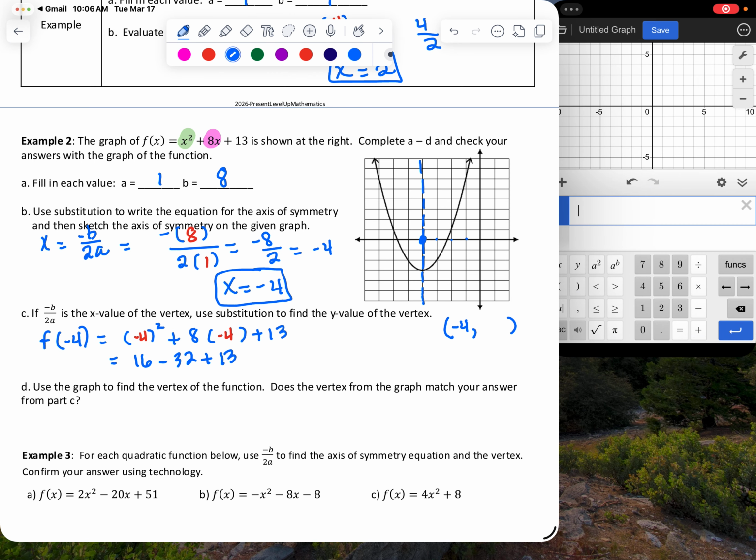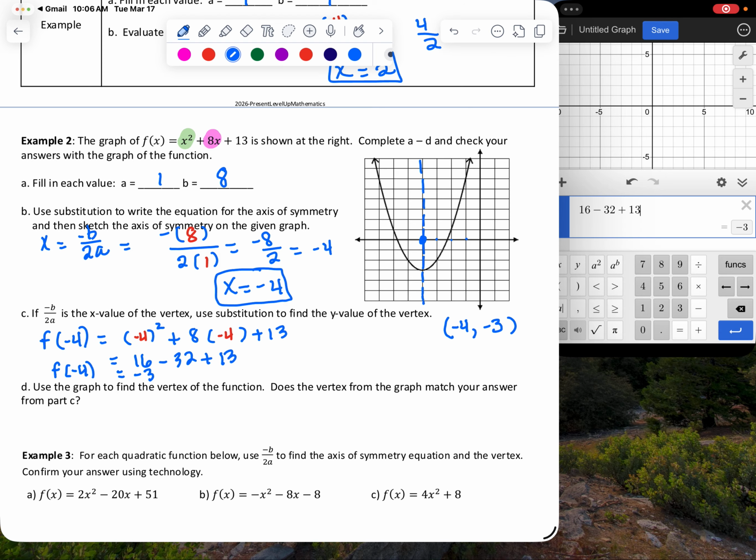Now, if you want to, use a calculator to evaluate that. 16 minus 32 plus 13, and that tells me that f of negative 4 is negative 3. So that is the y value of my vertex.